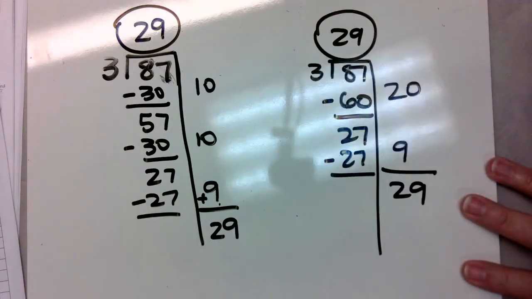So what I've shown you here is the same problem may look different for two different students depending on where they are in their number sense, and that's okay. Alright, that's what we like about partial quotients.